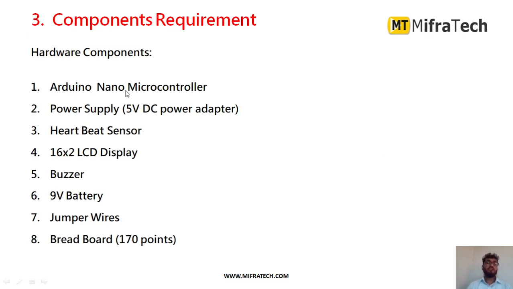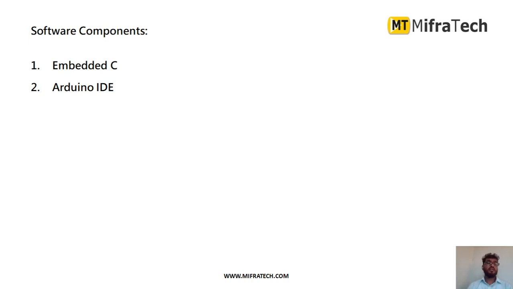So the components required for this project are an Arduino Nano microcontroller, a 5V DC adapter, a heartbeat sensor, a 16x2 LCD display, a buzzer, and jumper wires in order to connect the different components. The software requirement is embedded C programming, and we are going to program it in Arduino IDE.